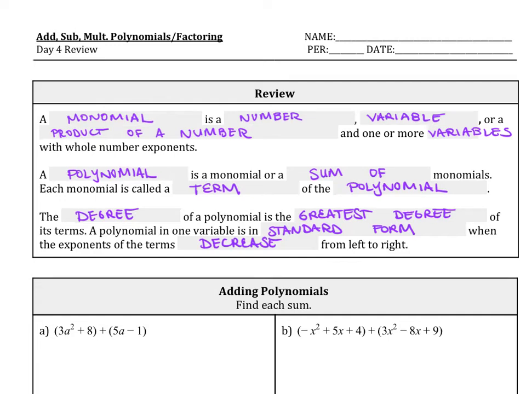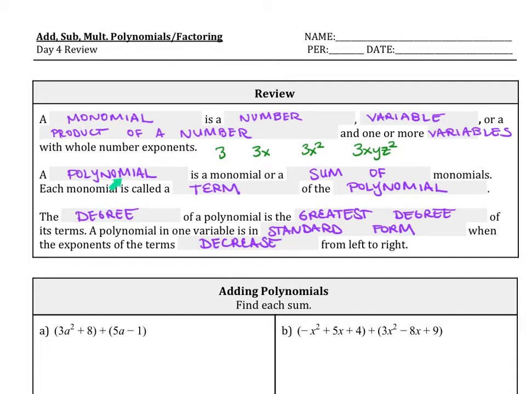In this video, we're going to take a look at polynomials. A monomial is a number, variable, or a product of a number and one or more variables with whole number exponents. So for an example of a monomial, it could be 3, it could be 3x, it could be 3x squared, it could even be 3xyz squared. So those are examples of monomials.